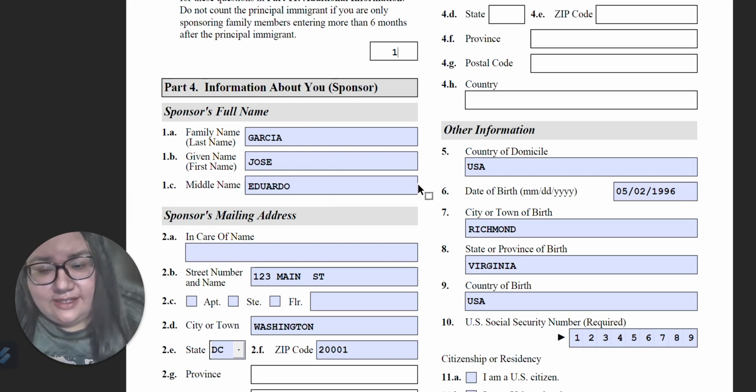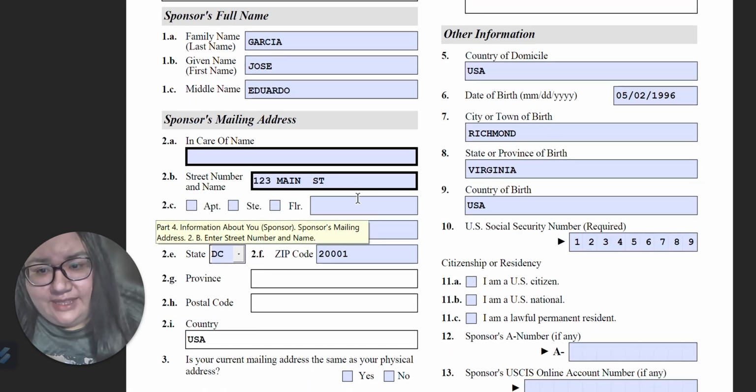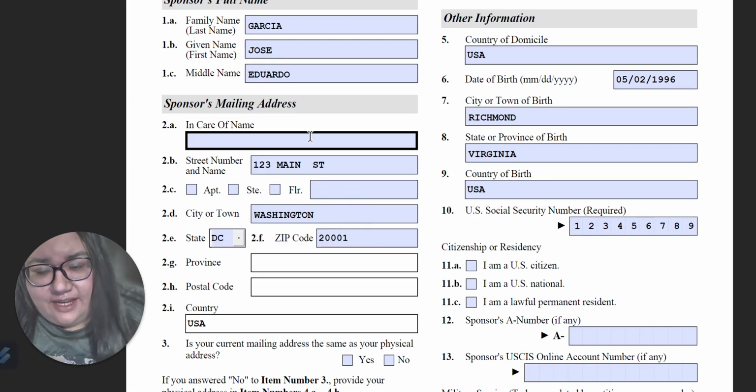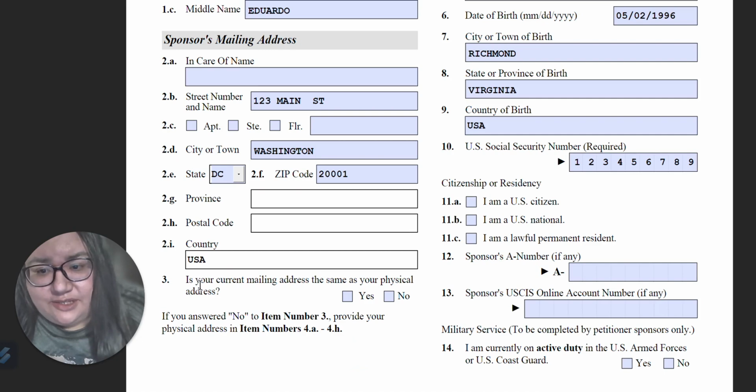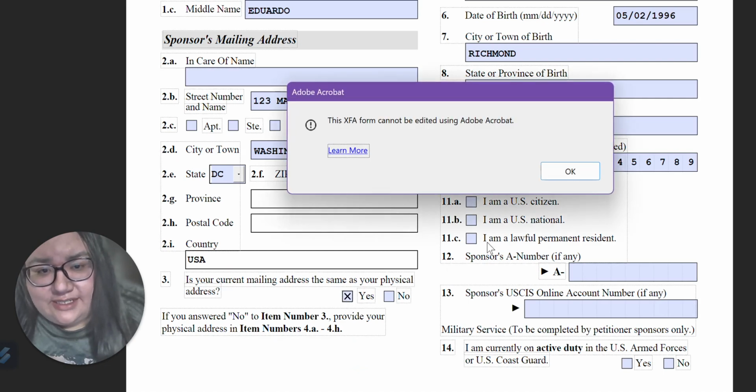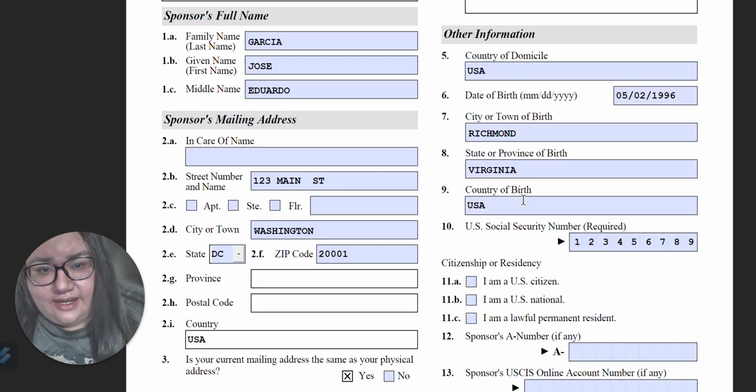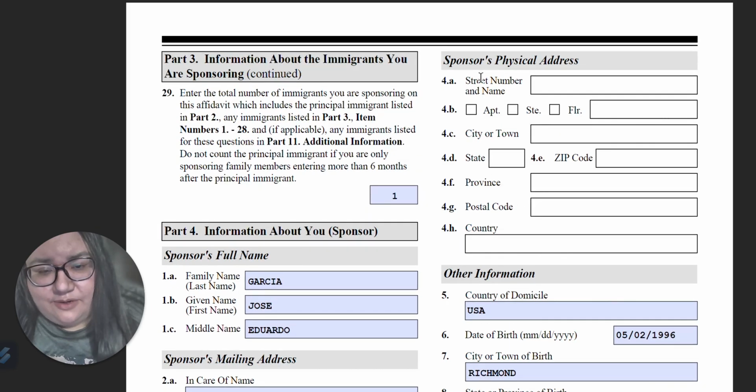All right, and then moving along, we have the mailing address. In our scenario, Jose is sponsoring his wife and they live together, so that's the same address there. Pay attention here to question 3. Is your current mailing address the same as your physical address? For most of us, that's going to be a yes. And once you click yes, then you'll be able to go ahead and ignore this section over here where it's asking for the sponsor's physical address. Now, if you clicked no, because you do have separate mailing and residence address, just make sure you go ahead and fill out this section for the residence address.